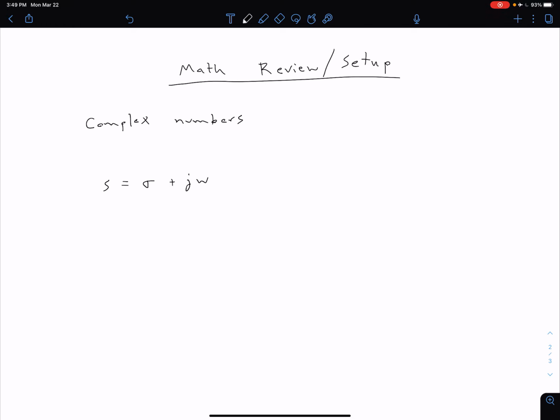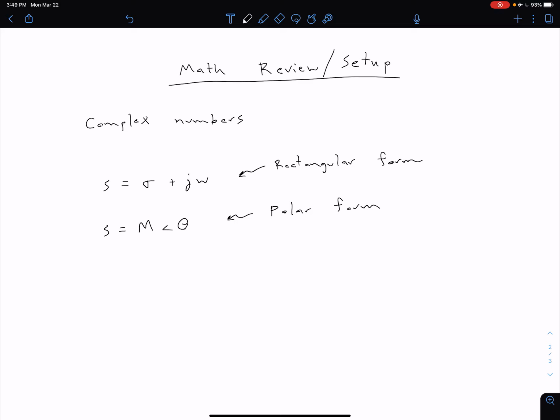So remember that our complex numbers can be represented in a couple different ways. We can represent it as shown here, which would be in rectangular form. But we could also represent this in polar form. So we could represent it with a magnitude, let's call that m, and some angle, theta. So we could have polar form.